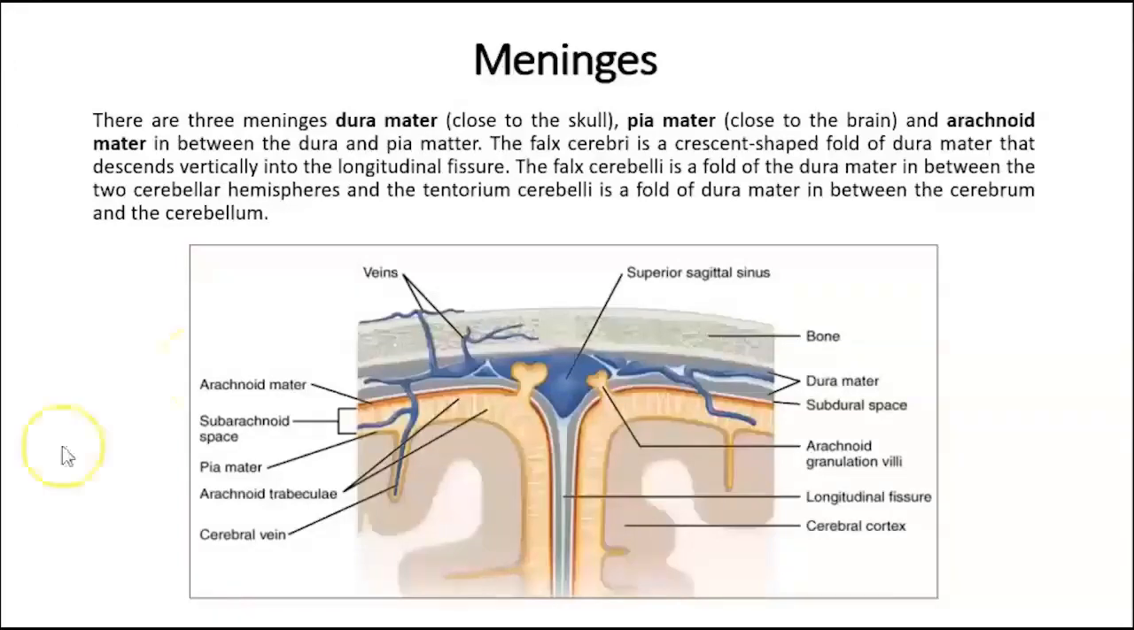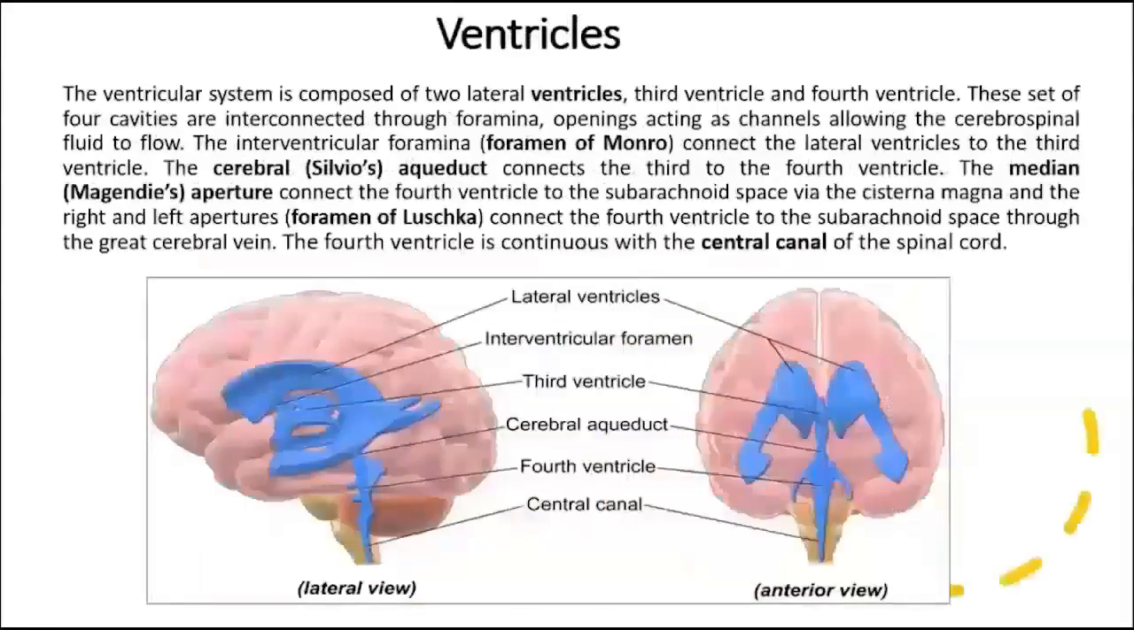The meninges, they're going to be the dura mater, arachnoid mater, and pia mater. Pia mater is the one that is the closest to the brain, arachnoid mater is in the middle, and the dura mater is the one that is closest to the skull. And they all are going to cover the brain, not only the brain, but also the spinal cord. The ventricles and the cerebrospinal fluid.